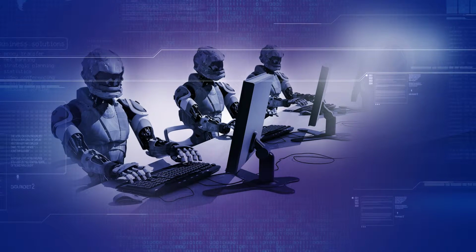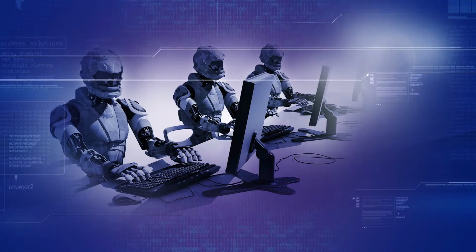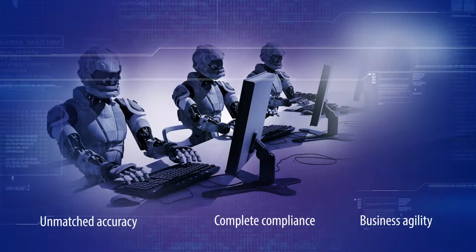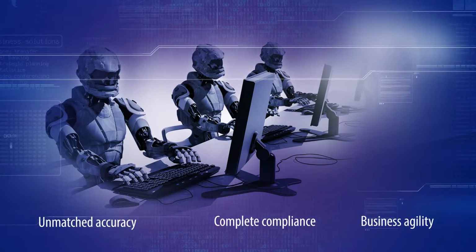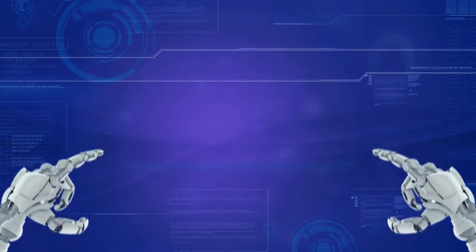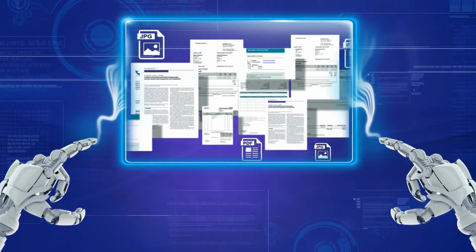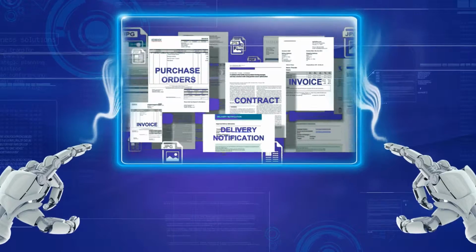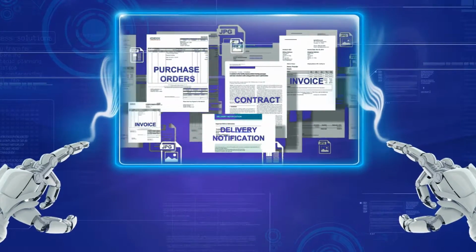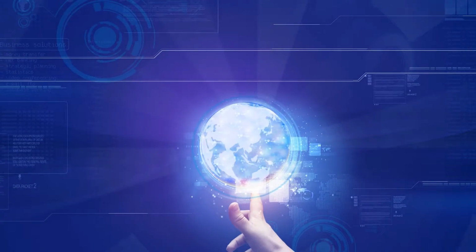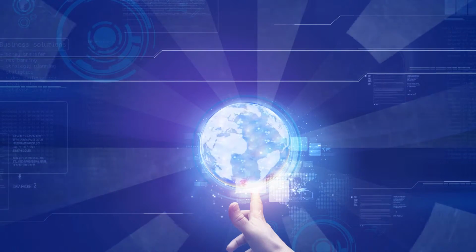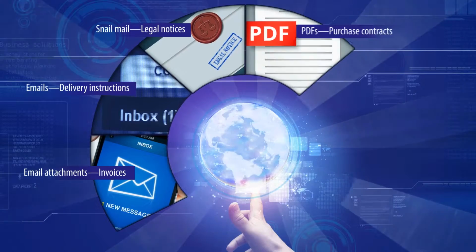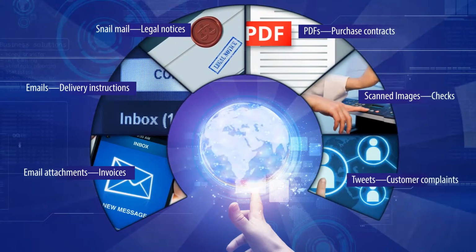TCS's robotic process automation provides you with unmatched accuracy, complete compliance, and business agility in managing data volume fluctuations across the enterprise. TCS ROBOExtractor helps capture information from physical and electronic documents to update an enterprise's systems. Businesses receive information in various formats, such as snail mail, emails and email attachments, PDFs, scanned images, and tweets.